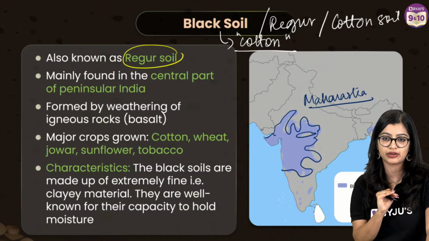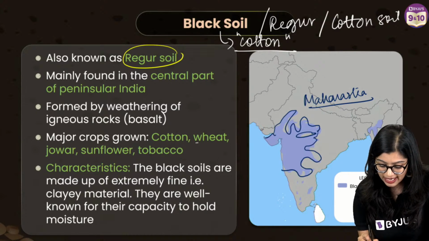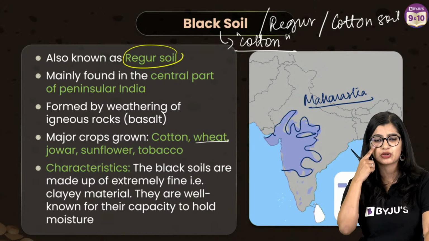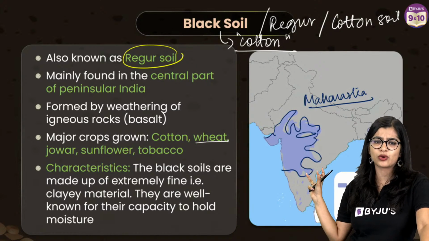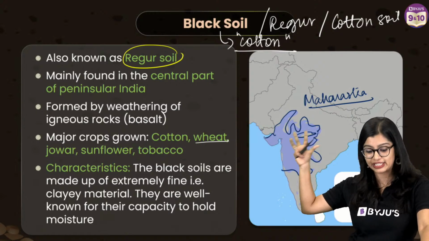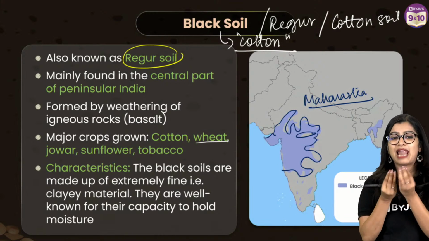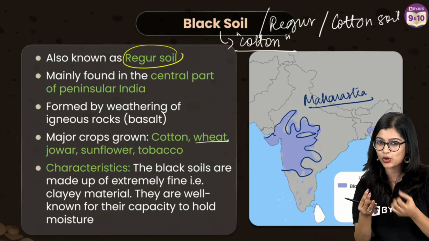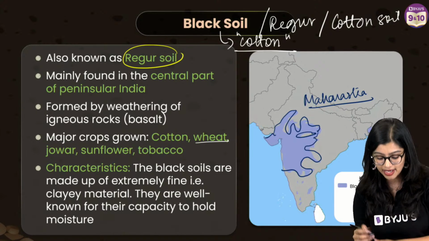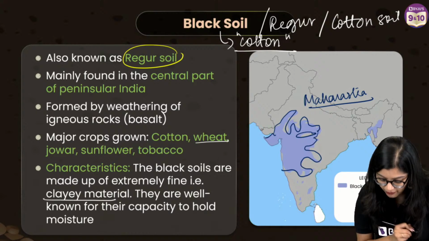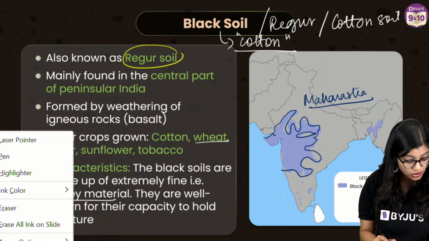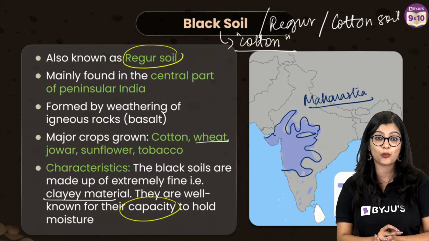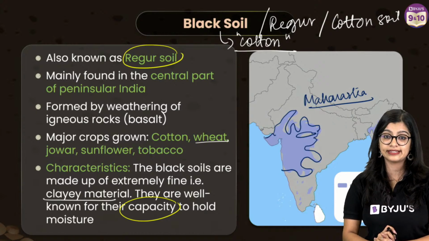Three ways to remember, yes? Now, of course, apart from that, jowar and sunflowers are all grown in this particular region. Whenever you talk about cotton soil, we know that cotton is normally grown in soil which is very clayey, made up of a lot of clayey material. And based on percolation rate, it has a good capacity to hold water, right?